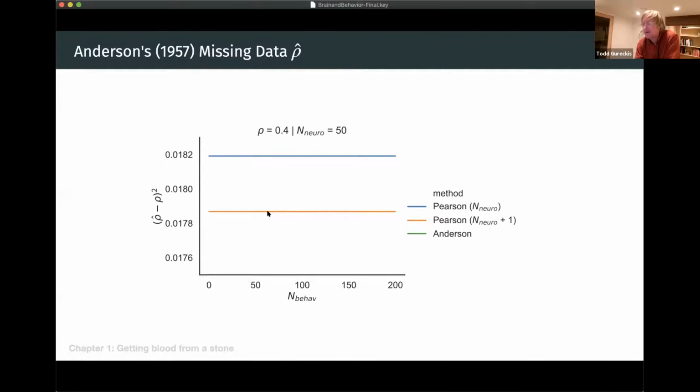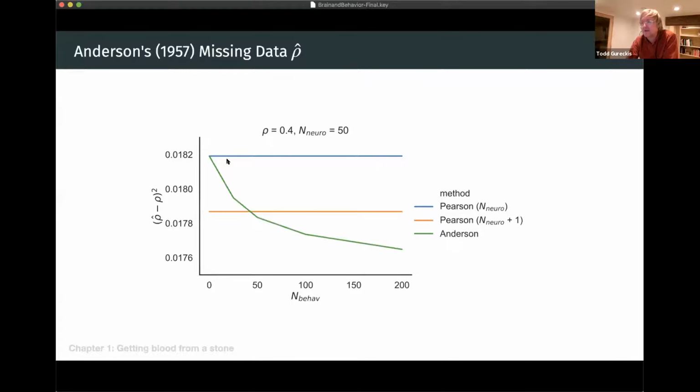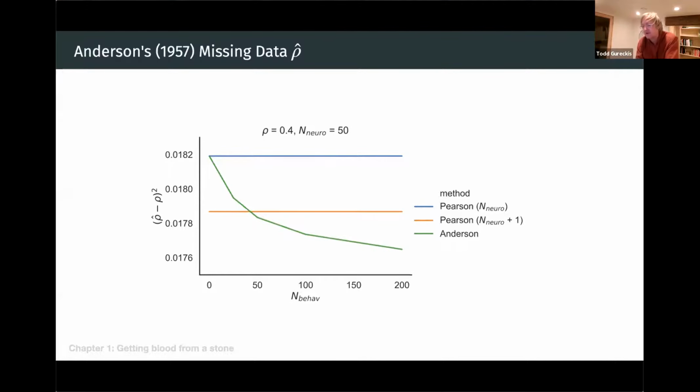But we can also ask, what would happen if I added additional behavioral subjects? The Pearson correlation is not a function of the number of behavioral-only subjects that you ran, because it doesn't know how to fuse information from people who had both measurements versus people that only had one. But the Anderson rho actually can take advantage of the marginal distribution of the behavioral scores in order to get a more robust estimate of the correlation. So the missing data correlation improves by adding additional behavioral subjects.